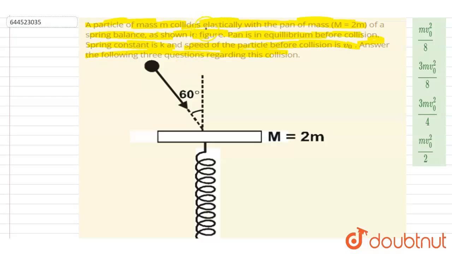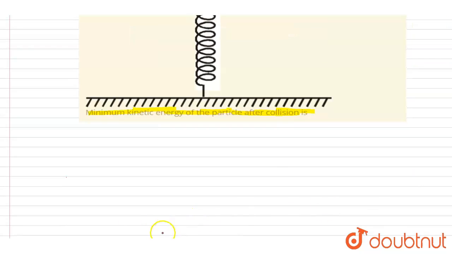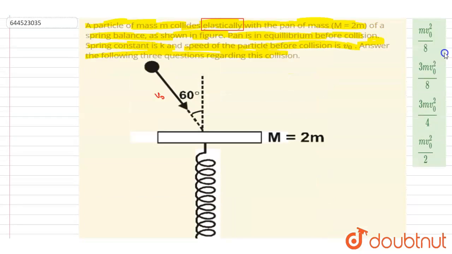If you see, it is already given in the question that the collision here is elastic. So what will be the minimum kinetic energy of the particle after the collision? So if you see here, this velocity v0 is given in the question. So if I write down the diagram, the particle is having v0 velocity, and this angle is 60 degrees.